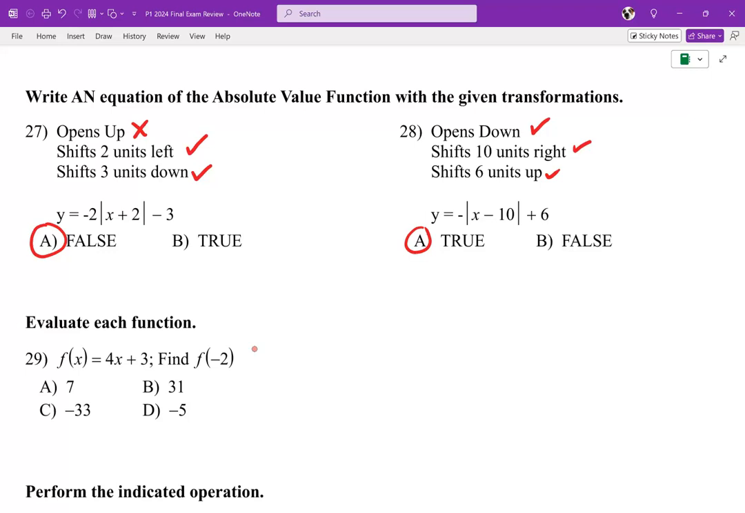So I'm going to stop there. Let me pause this thing.